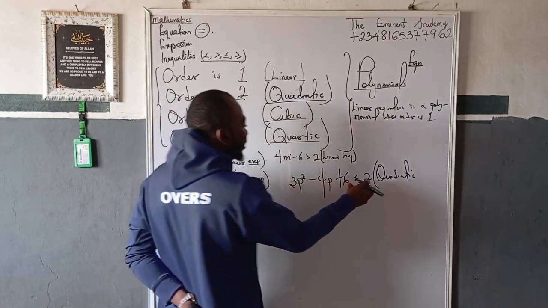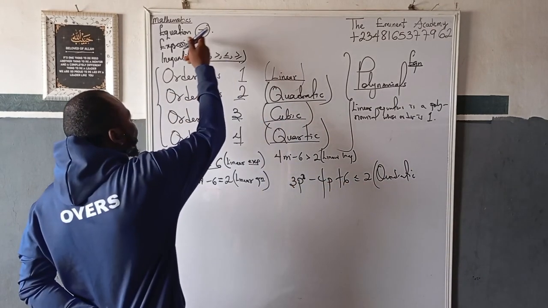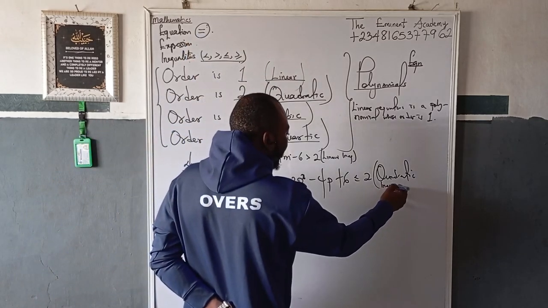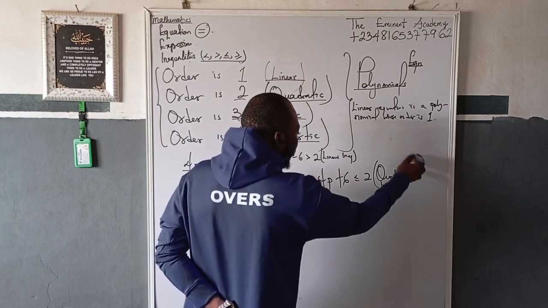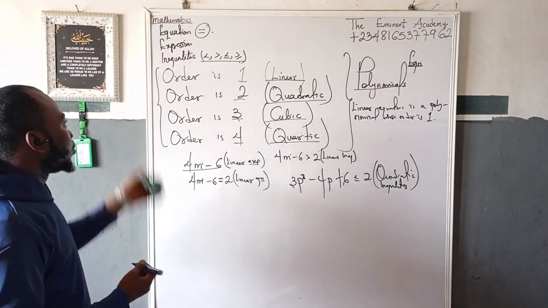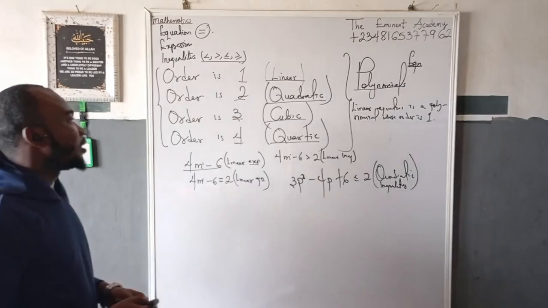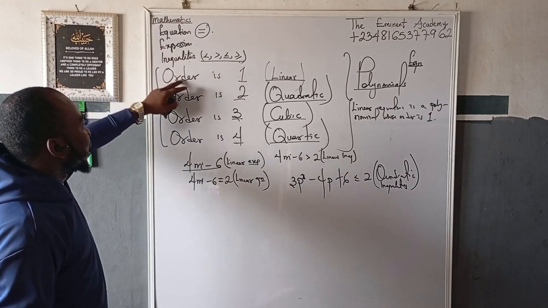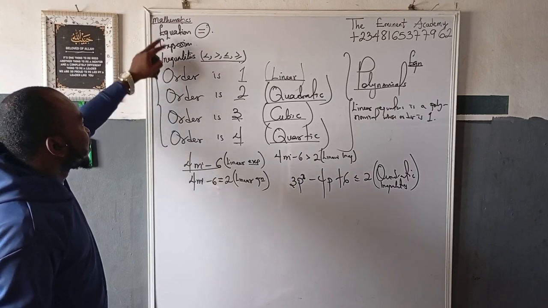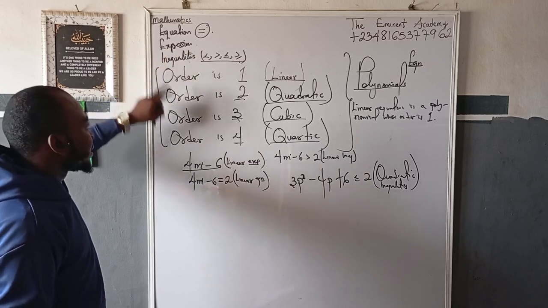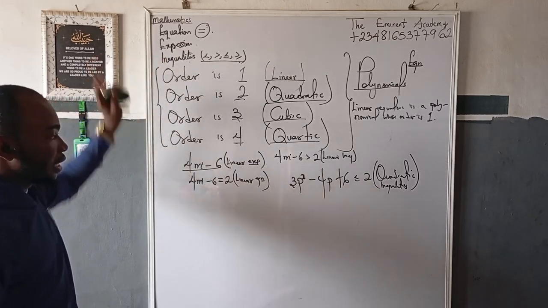But what type of quadratic is it? Is it a quadratic equation, quadratic expression, or quadratic inequality? Obviously, it is a quadratic inequality. So this is one way of naming these entities: the equation, the expression, the inequality. You can have linear equation, linear expression, linear inequality. You can have quadratic equation, quadratic expression, quadratic inequality. The same thing applies to quartic and cubic.